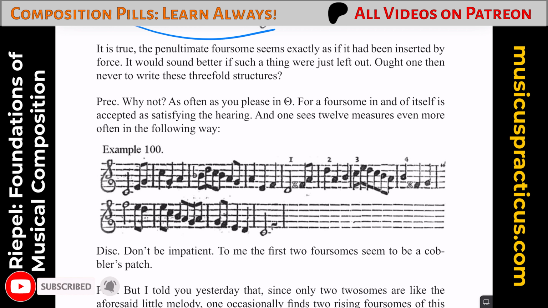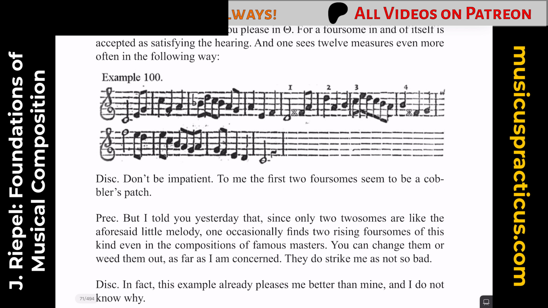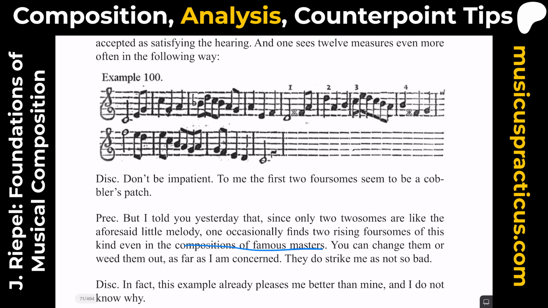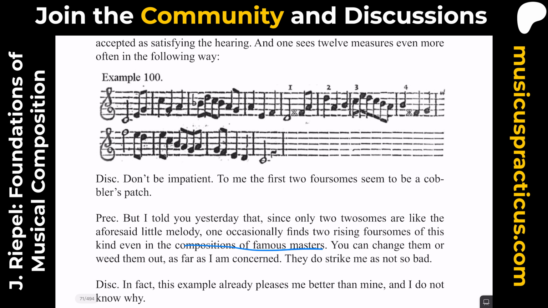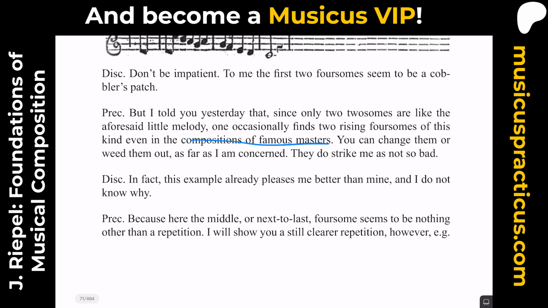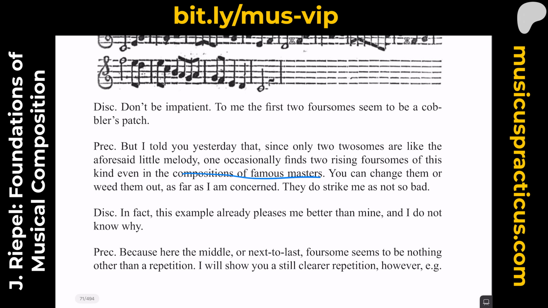Don't be impatient. To me, the first two foursomes seem to be a cobbler's patch. But I told you yesterday that since only two twosomes are like the aforesaid little melody, one occasionally finds two rising foursomes of this kind, even in the compositions of famous masters. You can change them or weed them out as far as I am concerned. They do strike me as not so bad. In fact, this example already pleases me better than mine, and I do not know why.